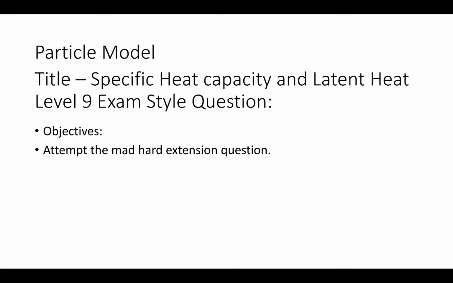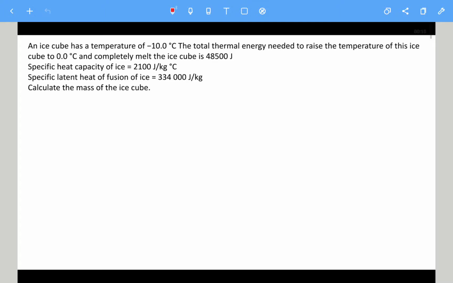Hi there, this is GCSE Physics. This is particle model, and this is lesson 7. And this is the specific heat capacity and latent heat level 9 exam style question. The objective is to attempt the mad hard extension question. And this is it. If you want to have a go at it, this is a level 9 question. So if you want to pause, have a go, and I'll take you through the answer.